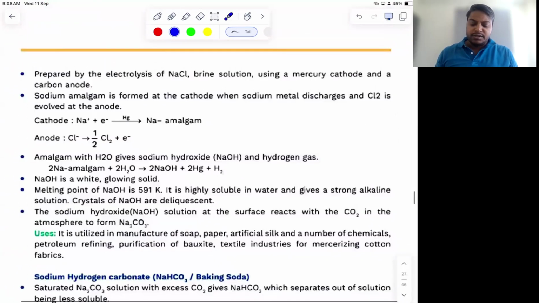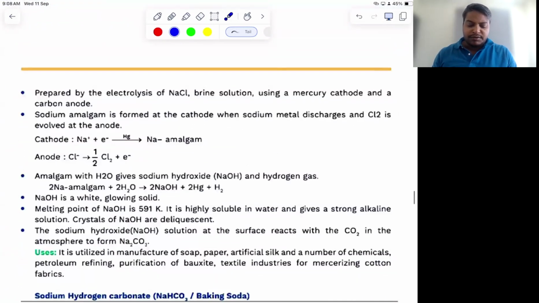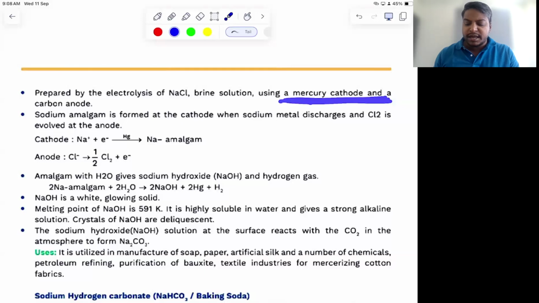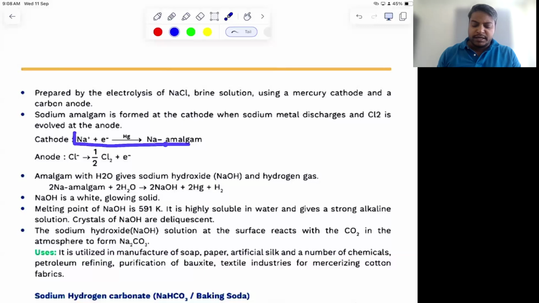NaOH is mainly prepared by methods like the Kastner-Kellner method. How is it prepared? In the Kastner-Kellner method we use mercury as the cathode and carbon as the anode, with NaCl as brine solution. At the cathode, sodium will get reduced only if mercury is the cathode, and Cl minus will get oxidized to form Cl2.